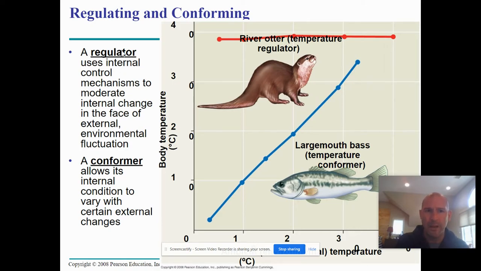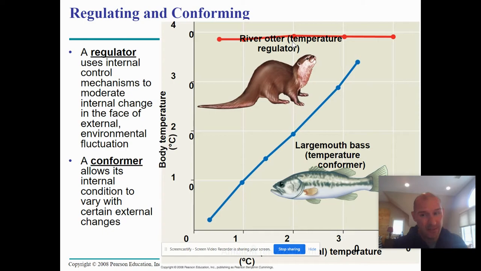One, we have a regulator and we have a conformer. A regulator uses internal control mechanisms to moderate internal temperature. We are regulators. That would be like a warm-blooded terminology. Our bodies work hard to maintain a stable internal temperature. Our internal temperature is 98.6 degrees, just about. So no matter the environment, a regulator is really working hard to maintain its body temperature.